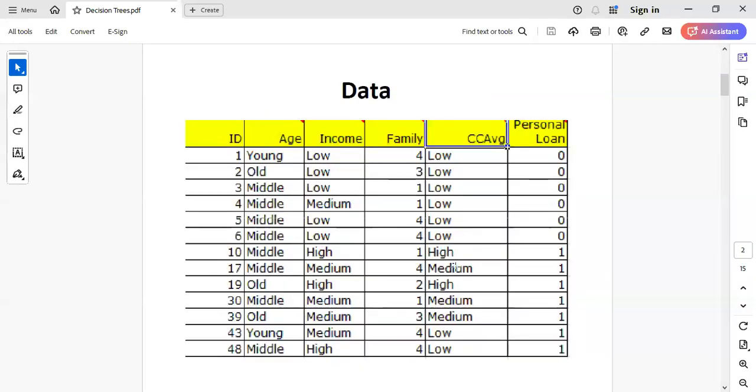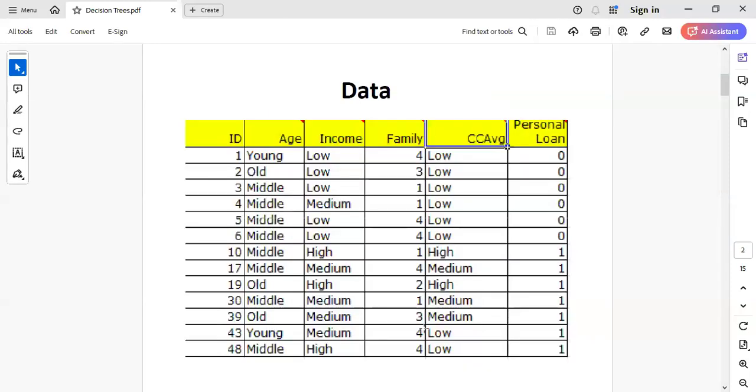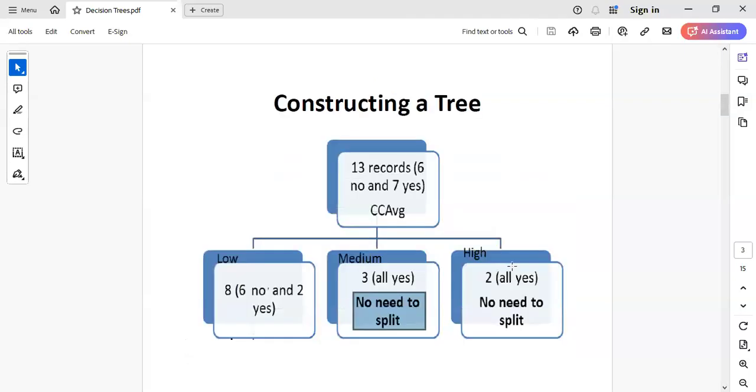Coming to medium, we have 1, 2, 3 records, and all the 3 records are of class 1, that is yes. So we have written here records are 3 and all are of a single class, yes. So this is the leaf node. There is no need to split further. We are done with it. Coming to the category high, we have 2 records, and those 2 records are of class 1, that is yes. So again, there is no need for us to split further because this is a leaf node.